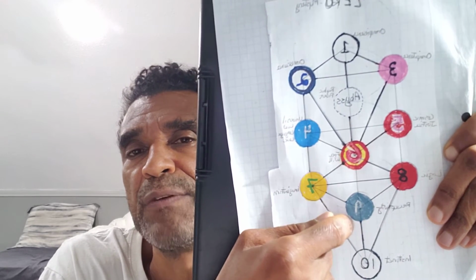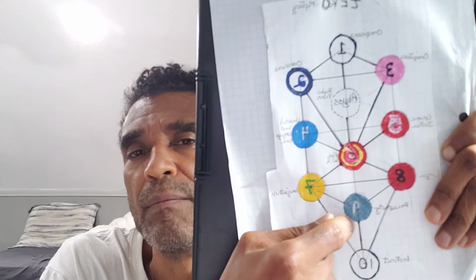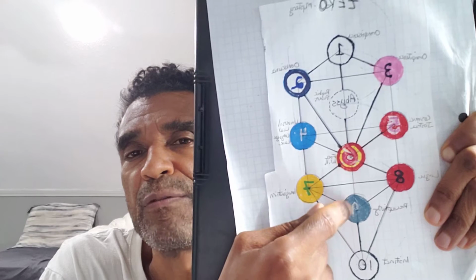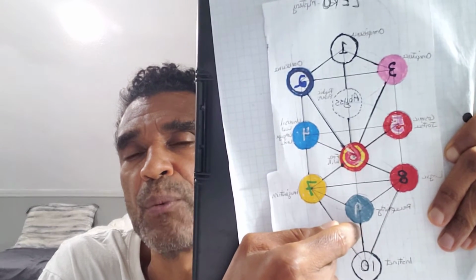Okay, then the ninth sphere is about basically the learning cycle. This is opened up in the first few years of our lives when we're at home.